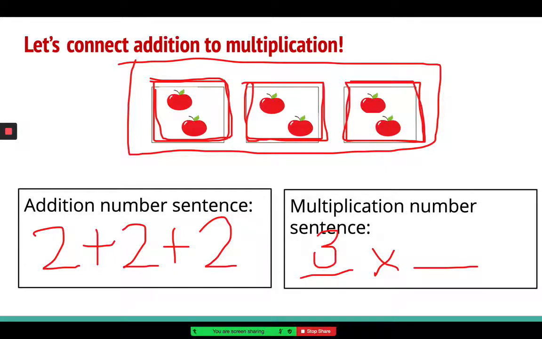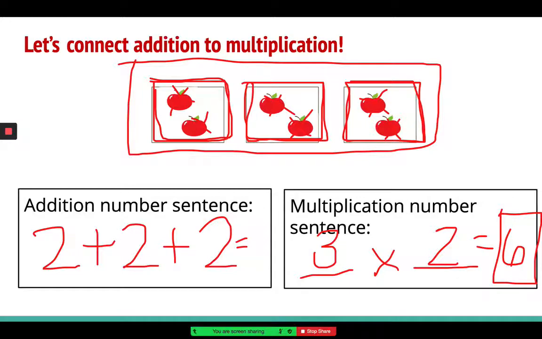My second factor is my each. So how many are there in each? Well, there's 2 in this group, and there's 2 in this group, and there's 2 in this group. So how many are in each? There's 2 in each. 3 times 2 gets me to 6. And let's prove why. 1, 2, 3, 4, 5, 6. There are 6 total apples. So if 3 times 2 equals 6, then we also know that 2 plus 2 plus 2 also equals 6.